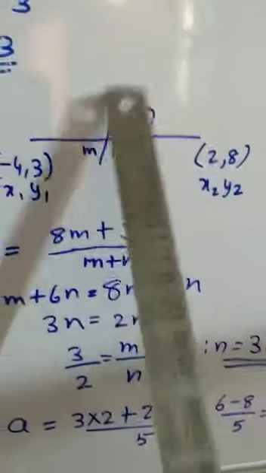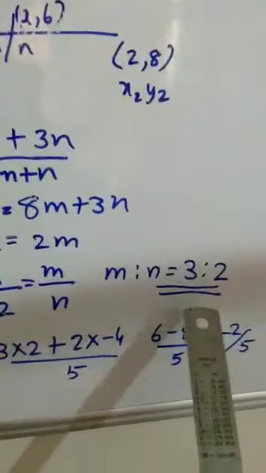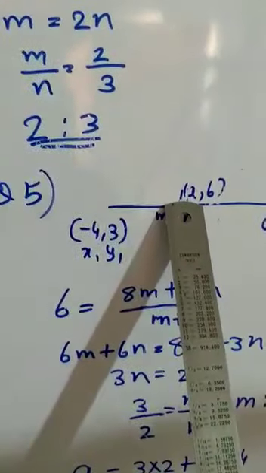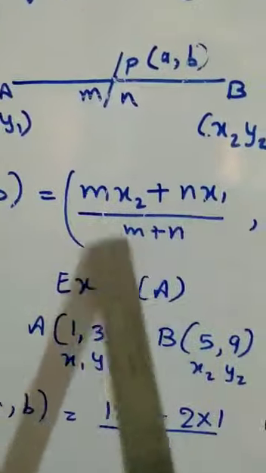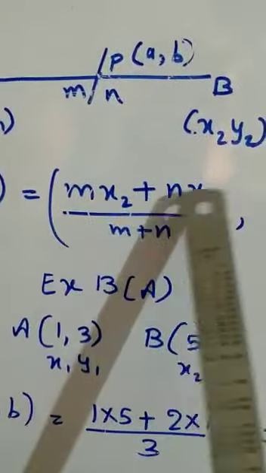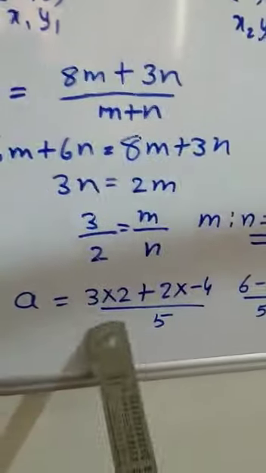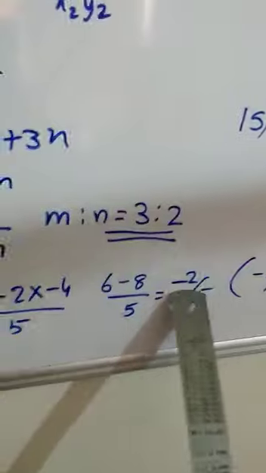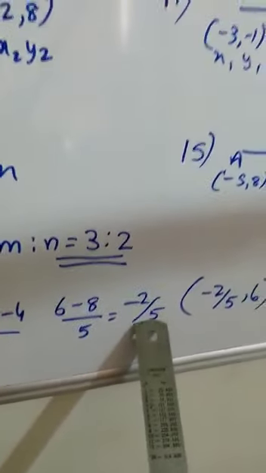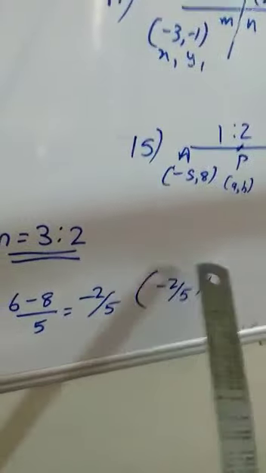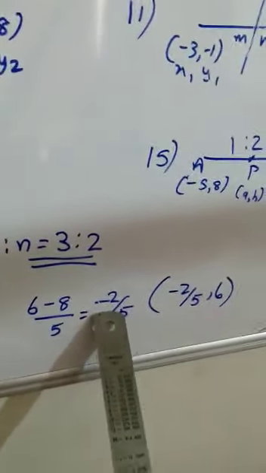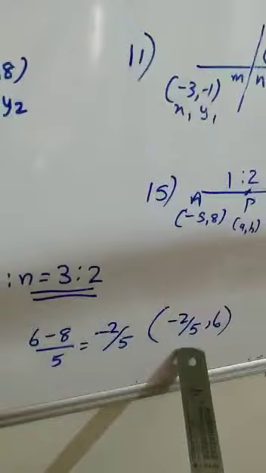A is in x place. I have my ratio, and my a is in my x place. So I use my formula, mx2 plus nx1 over m plus n, to get my a. Once I get my a, my question was to write in the coordinate form. They had already given us 6 in the y coordinate, and I write my x, which I found now. So minus 2 upon 5.